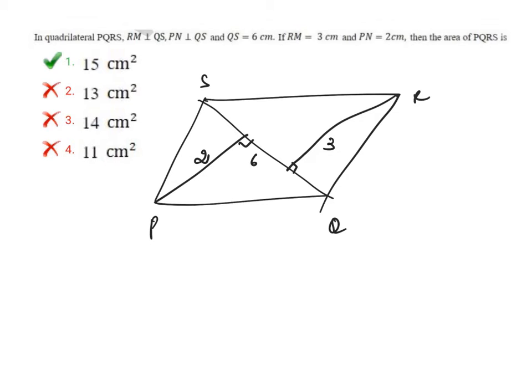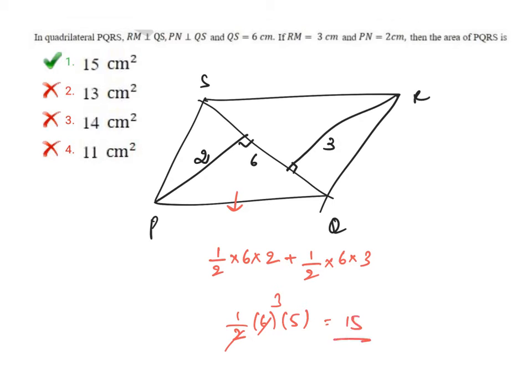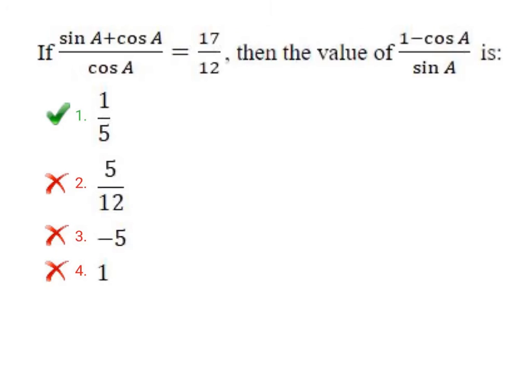So these are the two different triangles. For this triangle the area is half into 6 into height 2. For the above triangle it is half into 6 into height 3. Therefore if you take common, half into 6 into 5, answer is 3 5s are 15. I am using the formula half into base into height. I am finding the lower and upper triangle. So that gives you the area of PQRS.